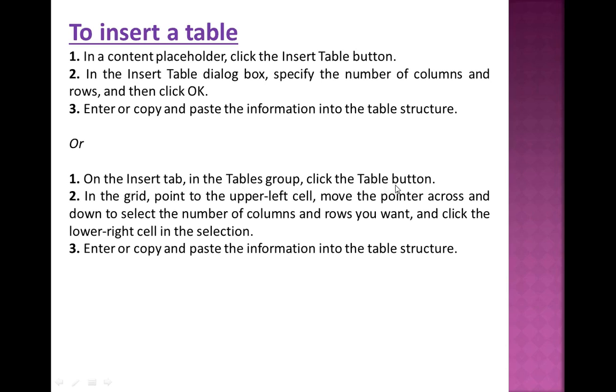In the Tables group, click the Table button. In the grid, point to the upper left cell, move the pointer across and down to select the number of columns and rows that you want, and click the lower right cell in the selection. Enter or copy and paste the information into the table structure. You can use the grid to select the number of rows and columns. Then the third point is to enter or copy and paste the information into the table structure.